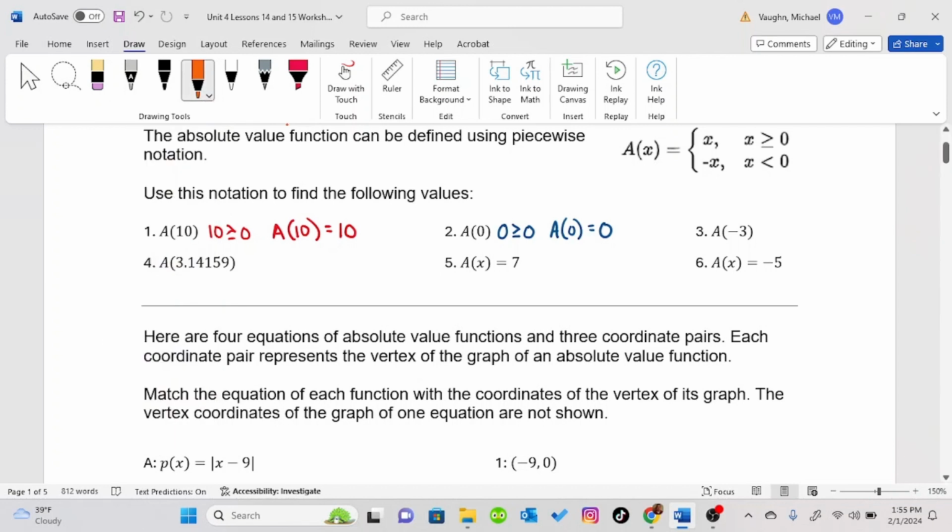Number 3, we have a of negative 3. Negative 3 is x, therefore we follow the bottom rule because negative 3 is less than 0. That means a of negative 3 equals negative x, so negative 3 would be positive 3.